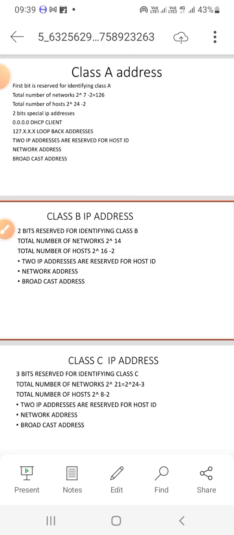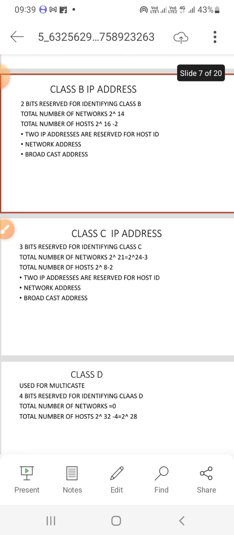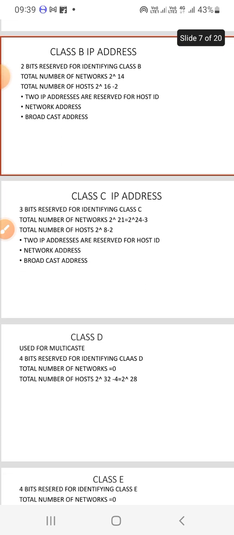In a class B address, 64,000 addresses are present in each network. 2 IP addresses are reserved in the host ID, for the network address and broadcast address. Coming to class C, 3 bits are reserved for identifying class C.